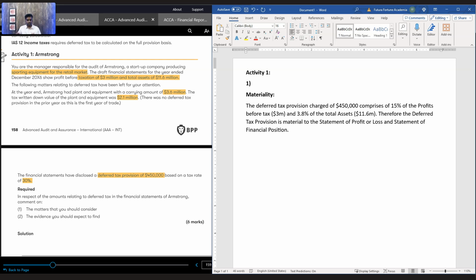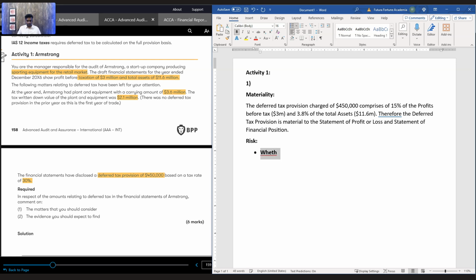Right? So that's the materiality that you are going to write. The next aspect is about the risk. What are the risks in relation to the deferred tax? What could be the risk? Risk is nothing but the risk of material misstatement. What are the possible mistakes the accountant might make while he is creating this deferred tax provision?